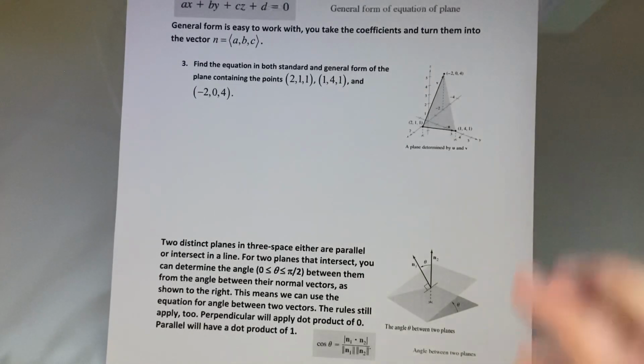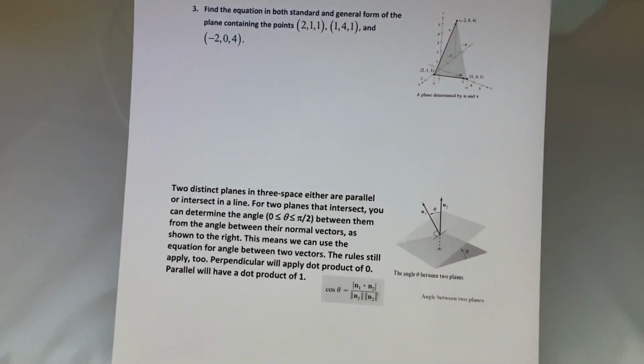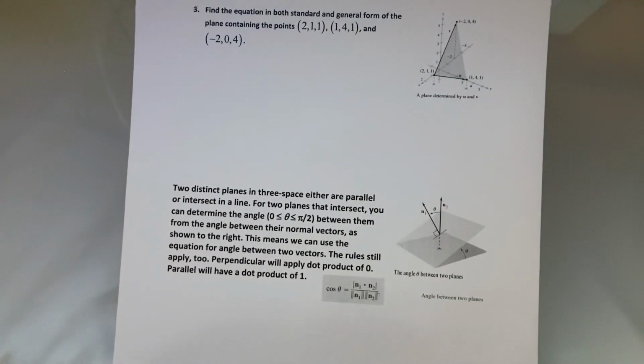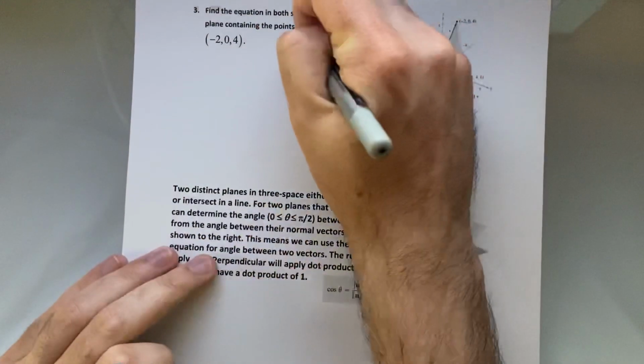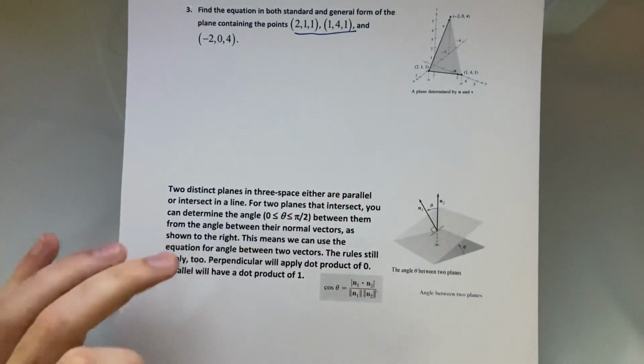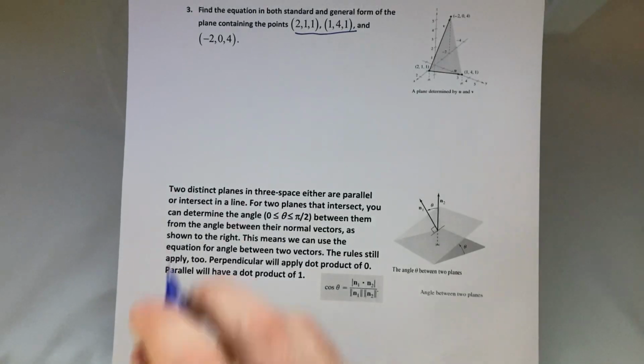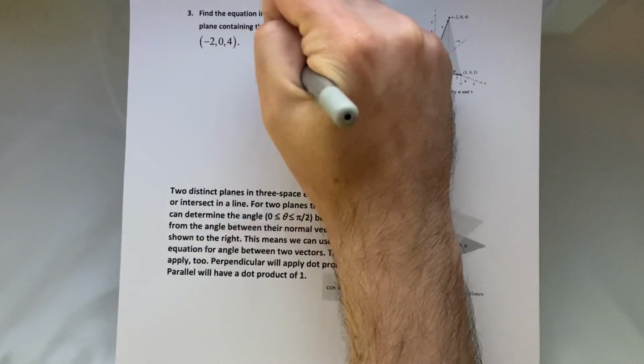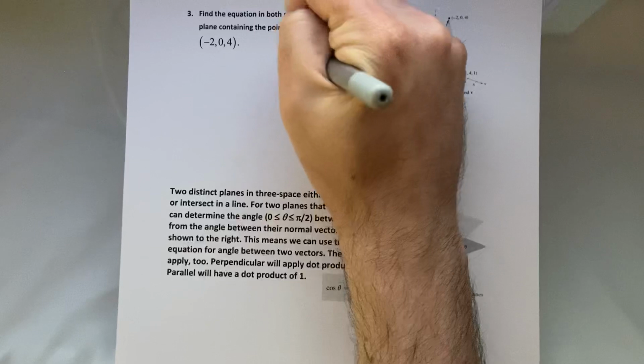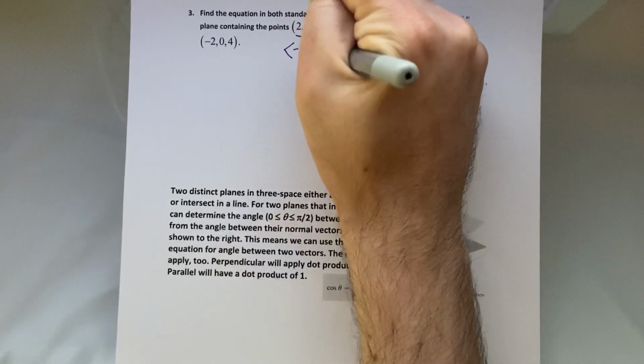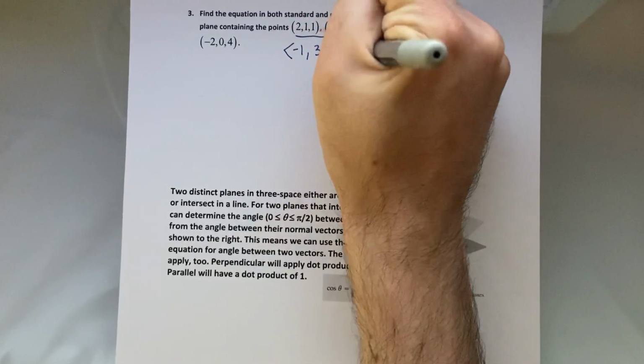So find the equation in both standard form and general form of the plane containing the points (2, 1, 1), (1, 4, 1), and (-2, 0, 4). So I'm going to take the vector created by (2, 1, 1) and (1, 4, 1) first. By subtracting, we get 1 minus 2, so negative 1. 4 minus 1 is 3. 1 minus 1 is 0.